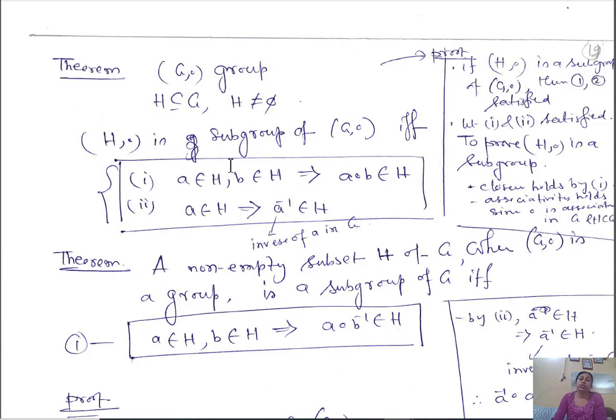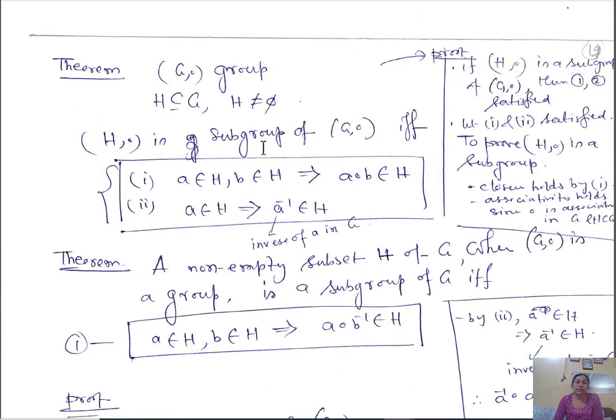Okay. So to show that (H, ∘), where H is a non-empty subset of G, forms a subgroup, you need to show these two. a ∘ b belongs to H whenever a and b both belong to H. a inverse belongs to H whenever a belongs to H. These two. The proof is very simple.